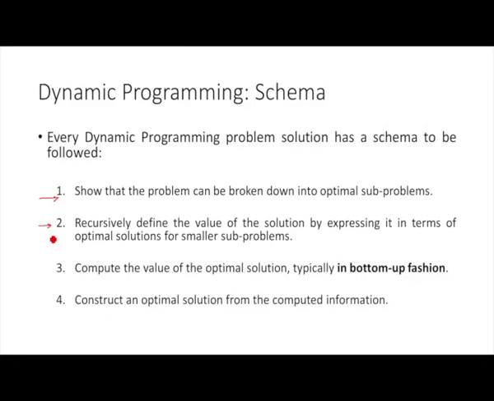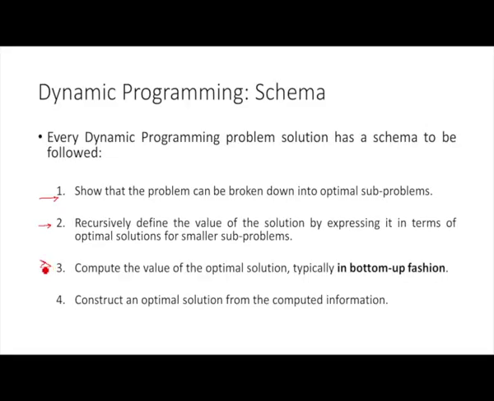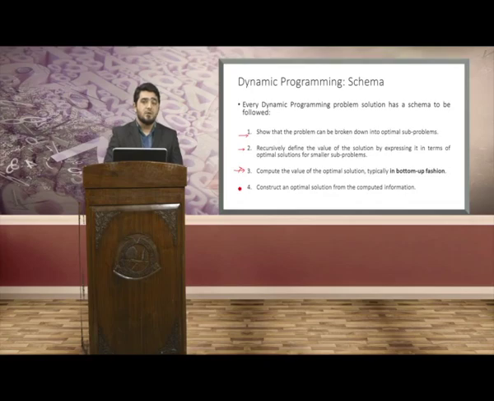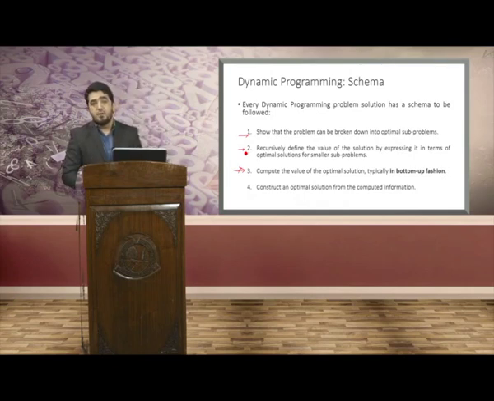Another step, after we find that the problem can be broken down into optimal sub-problems, is that we need to recursively define the value of the solution by expressing it in terms of optimal solutions for the smaller sub-problems. So we have to define a recursive statement which will solve the larger problem by combining solutions from the smaller sub-problems. The third step would be to compute the value of the optimal solutions to the small sub-problems, maybe using a bottom-up approach, or we can also have a top-down approach, but commonly we use the bottom-up approach. We'll later see examples using bottom-up as well as top-down. We'll also see the difference. So we find that a problem can be broken down into smaller sub-problems, try to find a recursive statement defining the solution, compute the values of these optimal solutions, maybe using a bottom-up approach, and we can also construct an optimal solution from the computed information.